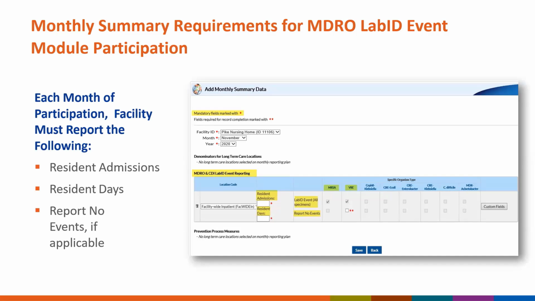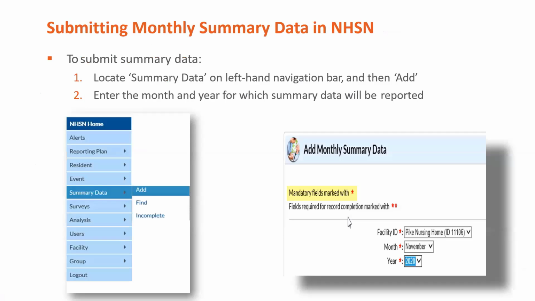The monthly summary data elements for participation include resident admissions, resident days, and report no events, if applicable. To begin by submitting summary data, to enter denominator data into the NHSN application, select Summary Data in the Add on the left navigation bar. The NHSN assigned facility ID will be auto-entered by the system. Then select the month and year for the denominator data that you will be entering.